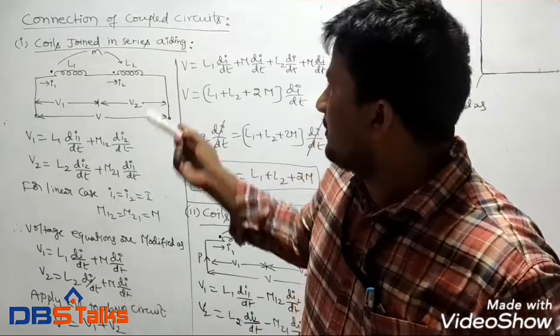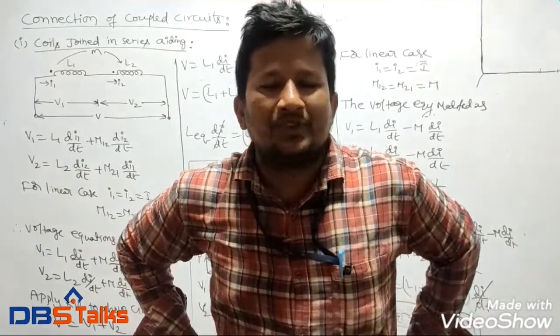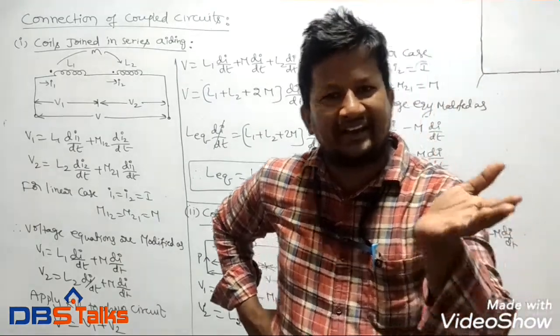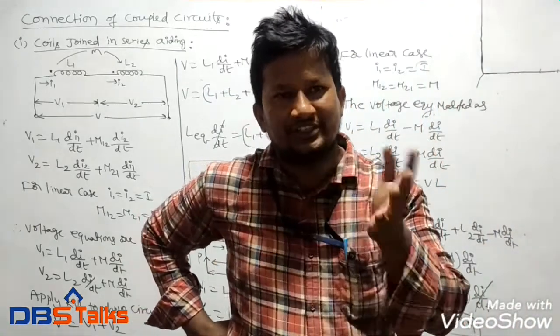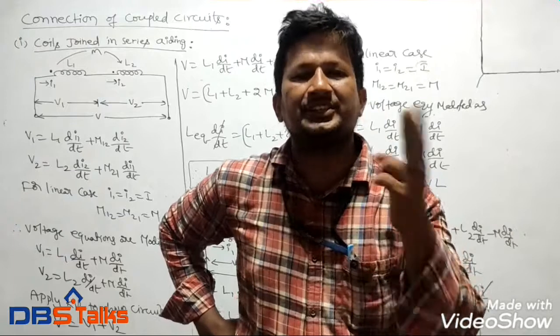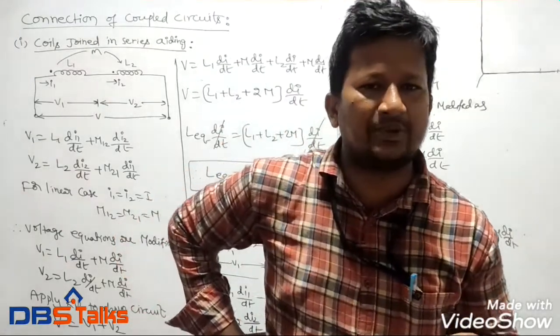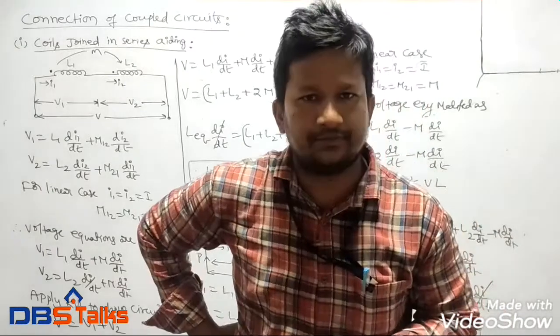So another topic is connection of coupled coils. The coupled coils may be connected in series or parallel. In series also, there are series aiding and series opposing. So how can you say series aiding and series opposing? It depends upon the dot polarity.